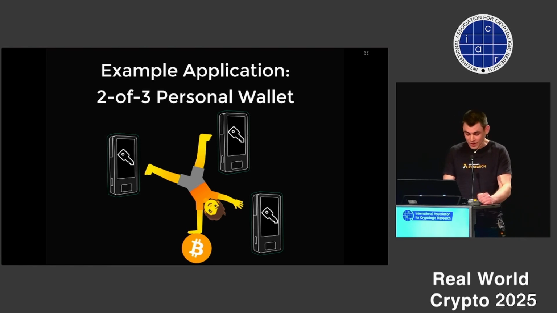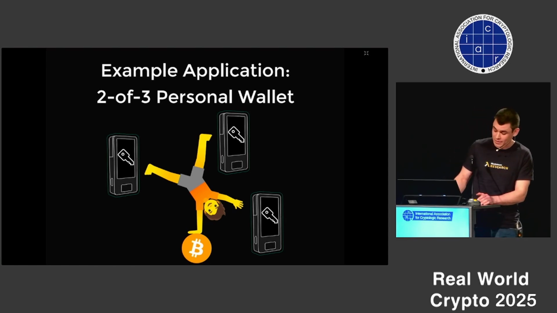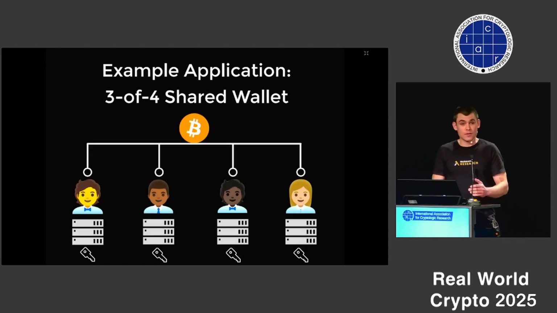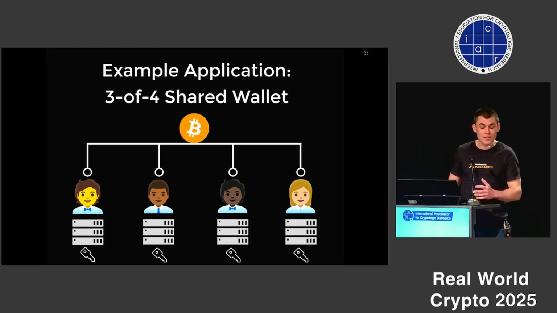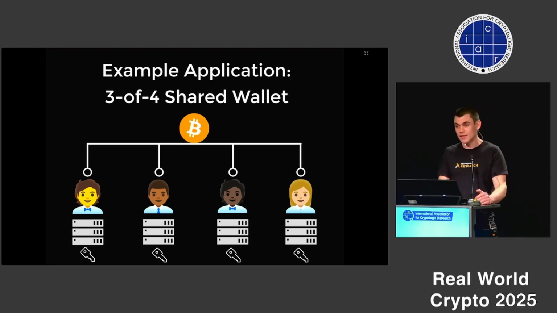For example, in Bitcoin, you can use threshold signatures to secure a personal wallet, for example, with a 2 of 3 hardware wallet setup. And that way, you don't lose access to your coins if one device is lost. Threshold signatures can also be used in more complex setups, like wallets split across multiple entities that are connected through some network and where the signing keys are stored on highly available servers.